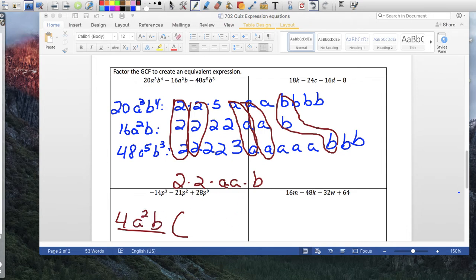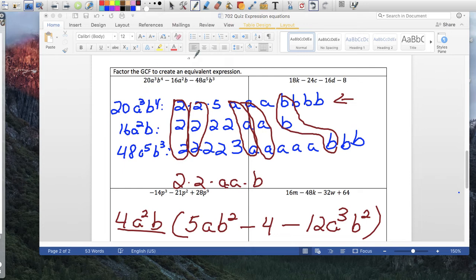And then the inside is going to be, if you look at the first line, what do I have left over? It's a 5 left over, an A, and a B squared, because there's 2 B's. Minus, I have 2 times 2 is 4, and that's all I have left over. And it's a minus again. The last line, I have 2 times 2, which is 4, times 3, which is 12, A to the third, B to the second.